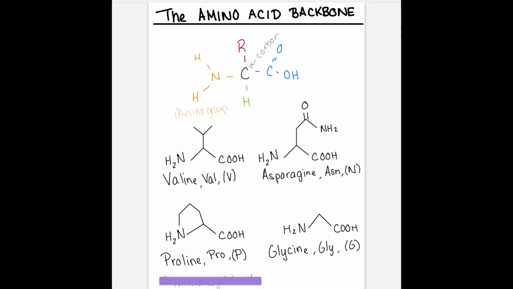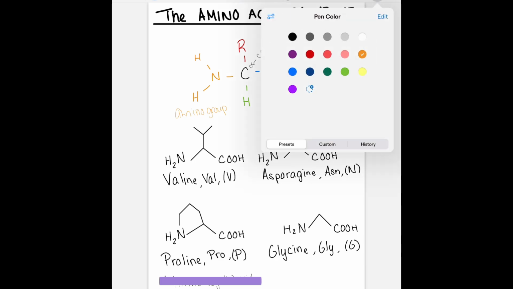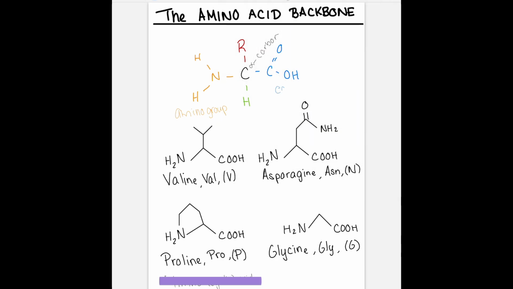All the way on the right, in blue, is a carboxyl group. We've talked a lot about carboxyl groups in class, but remember it's going to be a carbon double bonded to an oxygen with an OH group as well. So this is our carboxyl group. I'll write that one down too. So carboxyl group.